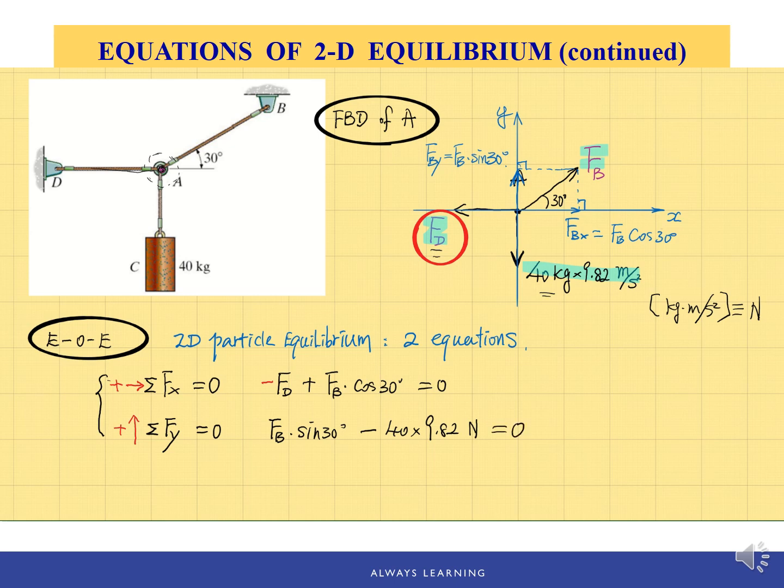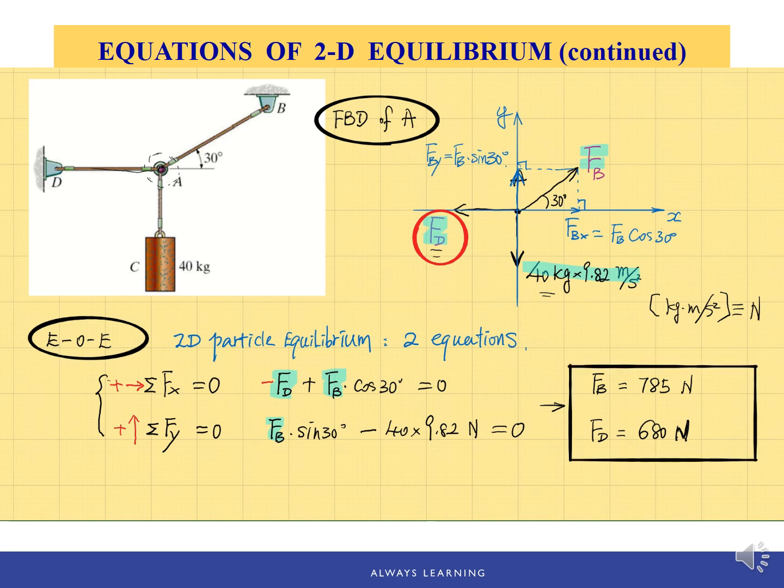Let's check our equations to see whether we have enough equations to solve all of our unknowns. FB and FD are two unknowns. We have two equations, so we can solve two unknowns. After solving those two equations, here is the answer: FB is 785 Newton and FD is 680 Newton.